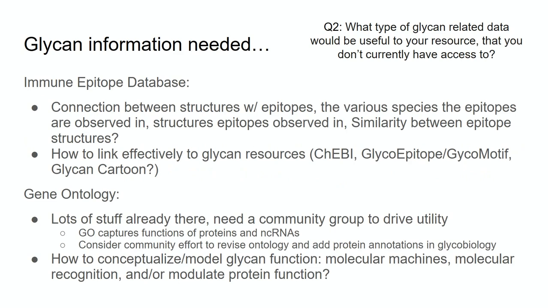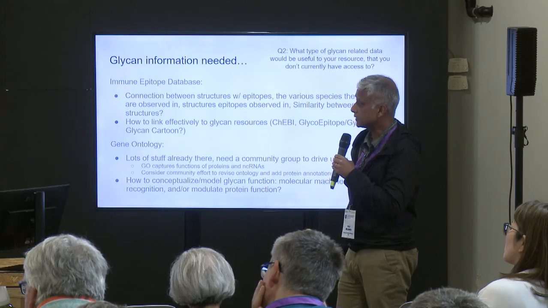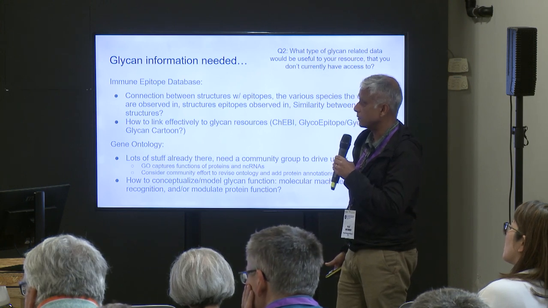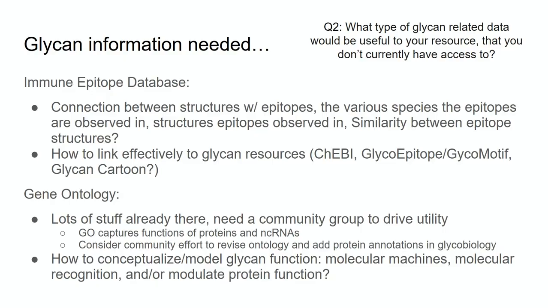So from IEDB: the connection between structures and epitopes, the various species the epitopes are observed in, the structures epitopes are observed in, similarity between epitopes and structures, and how to link effectively to glycan resources such as ChEBI, GlycoEpitope, GlycoMotif, and of course the SNFG cartoons that Mike was showing. All of this would help present the glycan information in IEDB better.